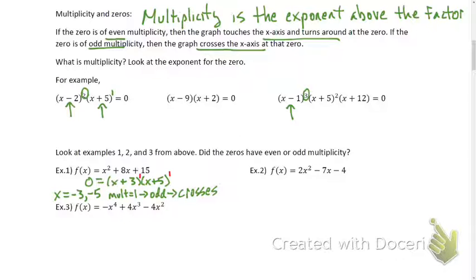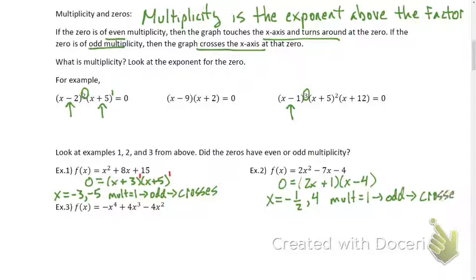On number 2, very similar scenario. We had 2x plus 1 and x minus 4. So we had 2 zeros at -1/2 and +4. Both have a multiplicity of 1, which is an odd number, which means the graph crosses the x-axis right there.